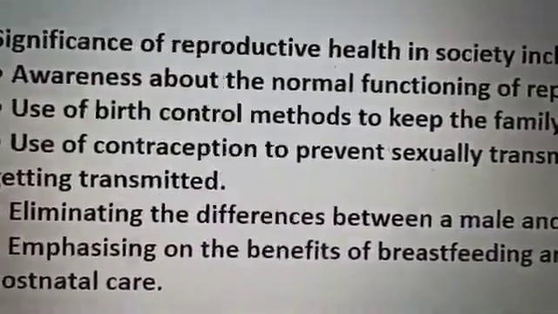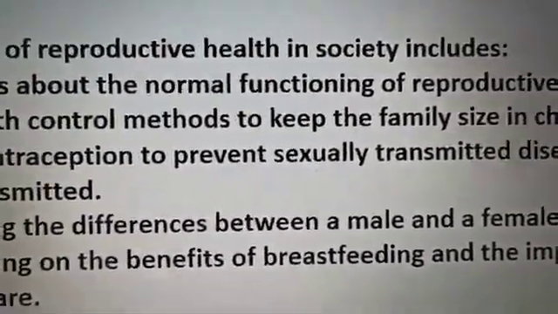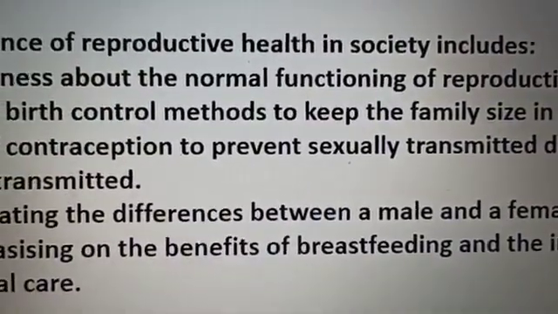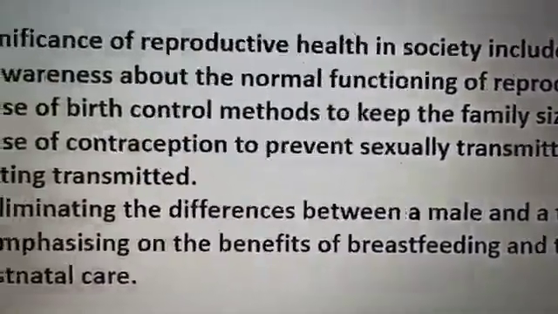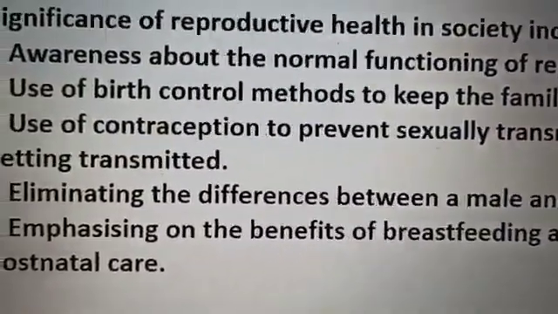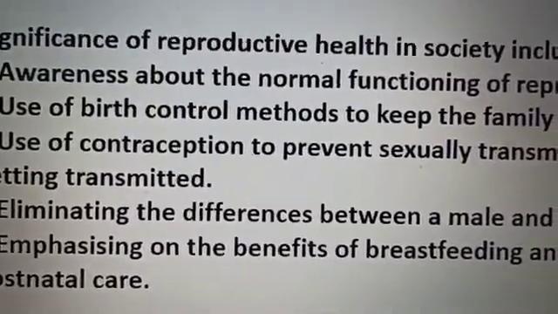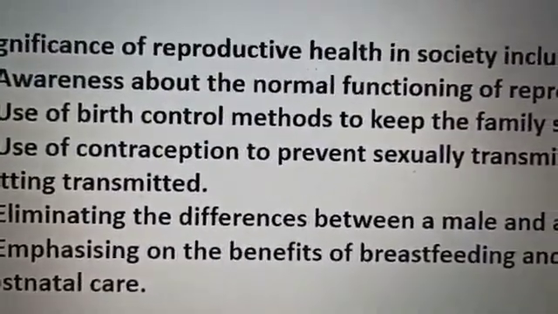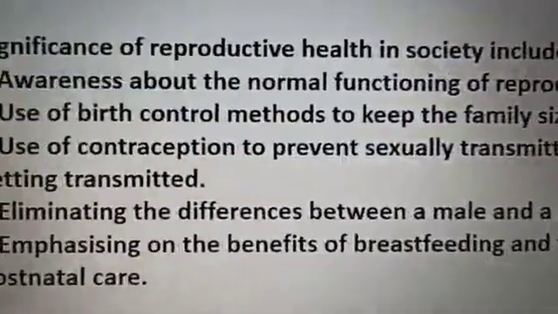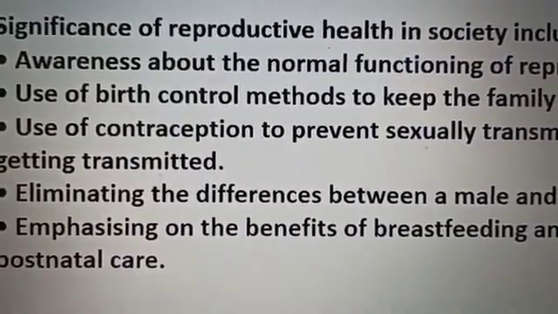Second thing, use of birth control methods to keep the family size in check. For a reproductively healthy society, a small family size is very necessary. So for that, use of birth control methods is necessary. And these birth control methods, you can say contraception methods, are also necessary to prevent sexually transmitted diseases from getting transmitted.